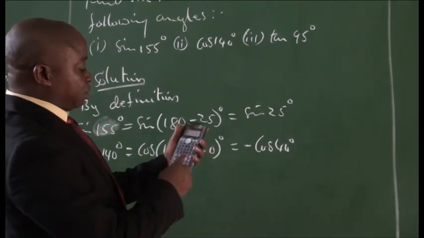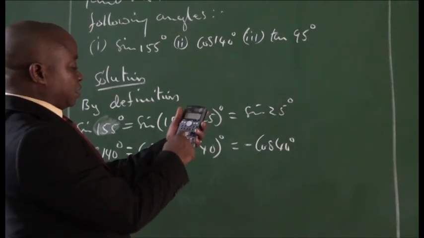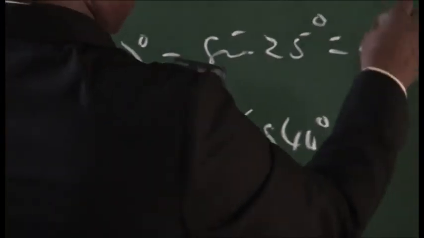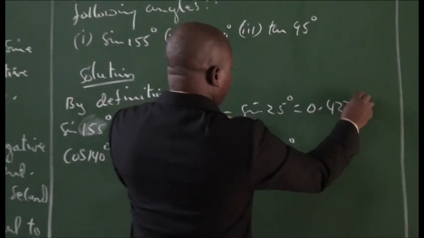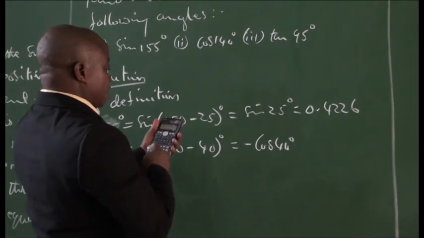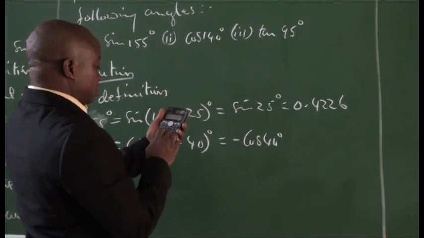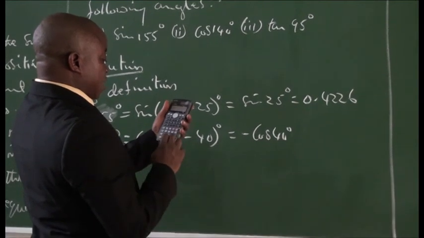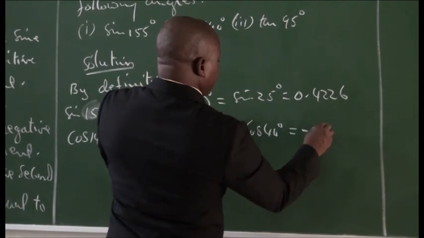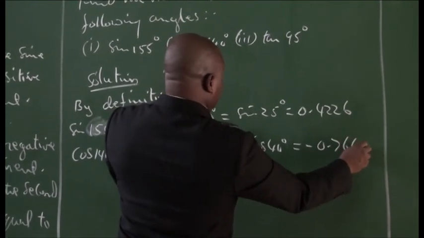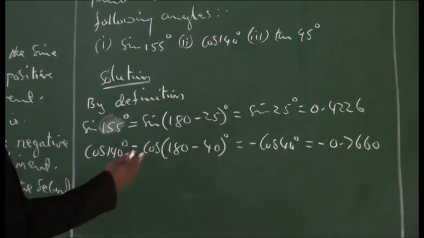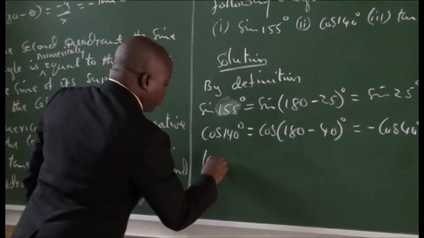Now, since we need the numerical value from the first one, you can press it using your calculator. Press sine 25. It will give us 0.4226. Okay, so cos 40, or minus cos 40, this will give us minus 0.7660.